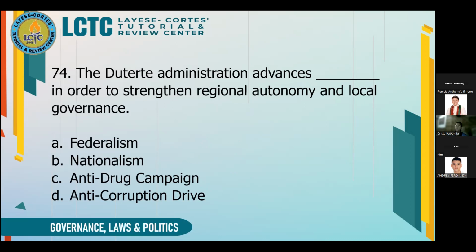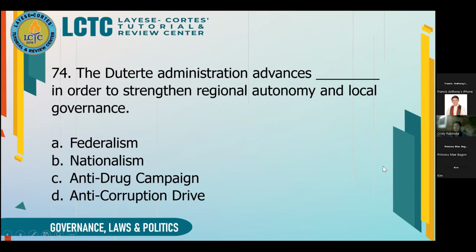What was Duterte's plan? Federalism. Yes. They really wanted to have a charter change to insist on federalism in our country. Until now, nice, ma'am. Yes, there are pros and cons of federalism.